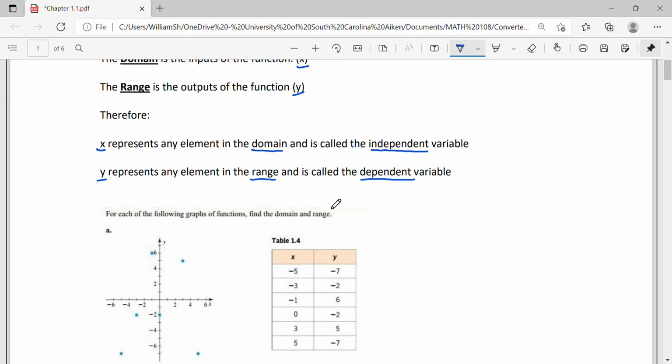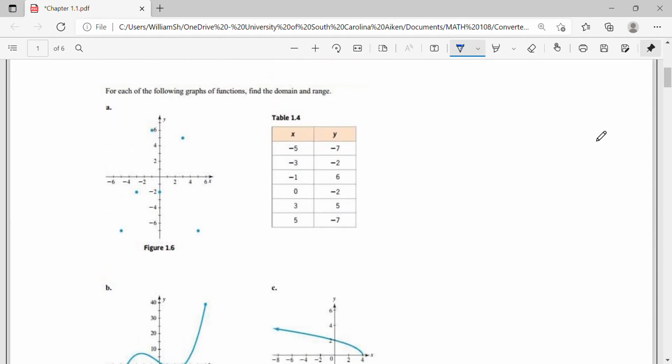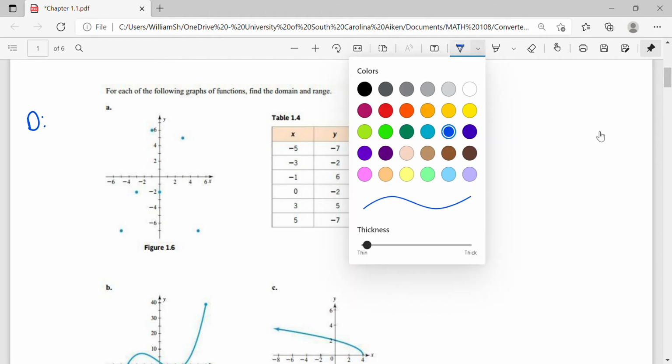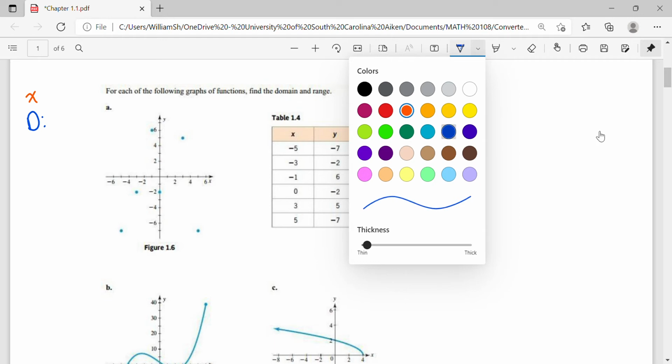Okay. Now we've got some examples here set up for you. The instructions say, for each of the following graphs of functions, find the domain and range. So we've got A right here. I'm going to let it be the domain. The domain represents your x values. Keep that in mind. I'm going to change my color here just to help you recall. Domain is x, right? Range is y.